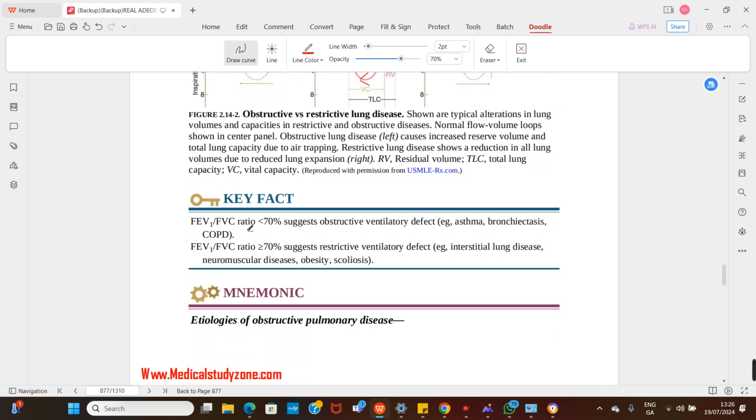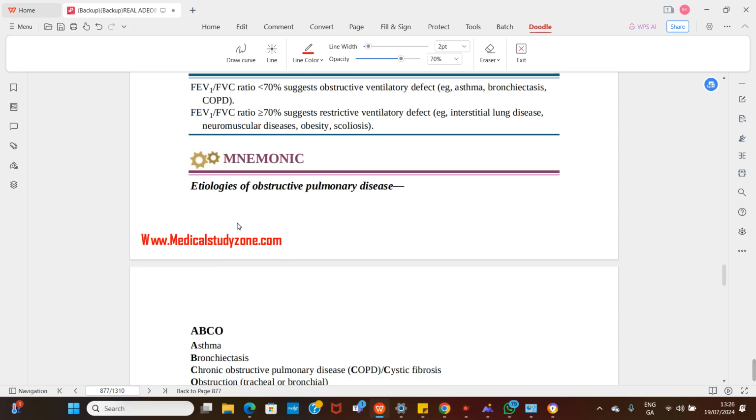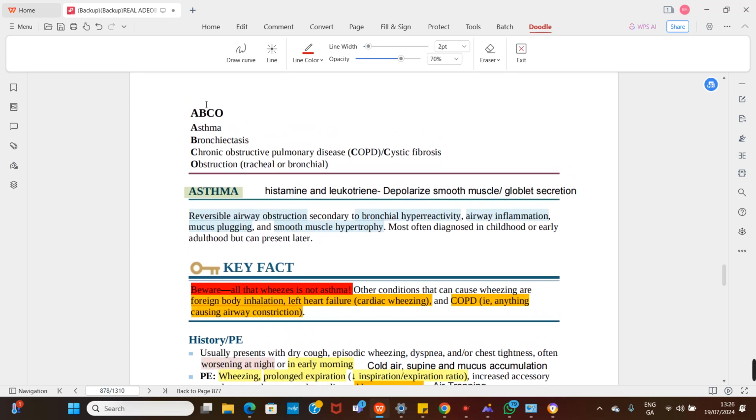FEV1/FVC ratio is reduced, less than 70%, for obstructive, and it can be normal or increased in restrictive. Very, very important stuff to know. Don't forget it. And the FEV is usually low, less than 80, in both of them. So these are the causes of obstructive lung disease: asthma, bronchiectasis, COPD, cystic fibrosis, and obstruction, tracheal and bronchial, which is going to cause a fixed pattern, right?